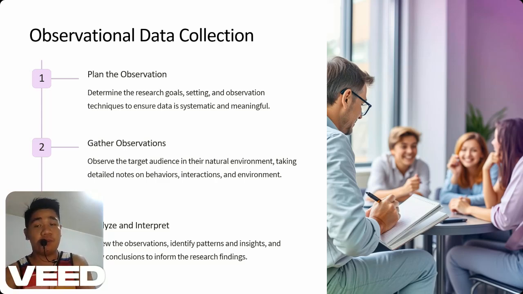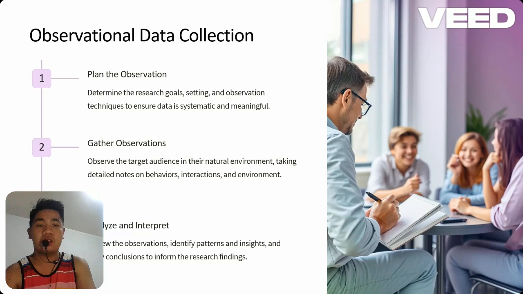Of course, we need to plan first the observation. As a researcher, we need to set the goals. The setting, of course, depends on the location that you are planning to pursue in your research. And of course, it should be systematic. Research is a systematic process. We should follow the procedures so that we will produce a quality research. And then after that, we need to gather observations.